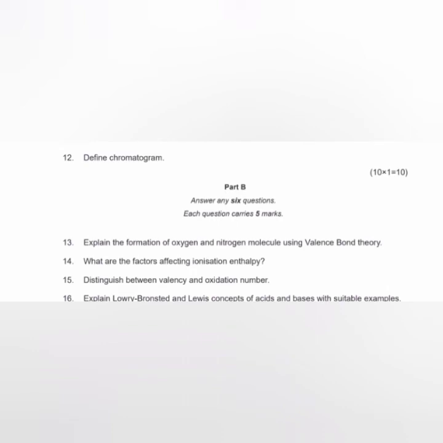Part B. 13. Explain the formation of oxygen and nitrogen molecule using valence bond theory. 14. What are the factors affecting ionization enthalpy? 15. Distinguish between valence and oxidation number.